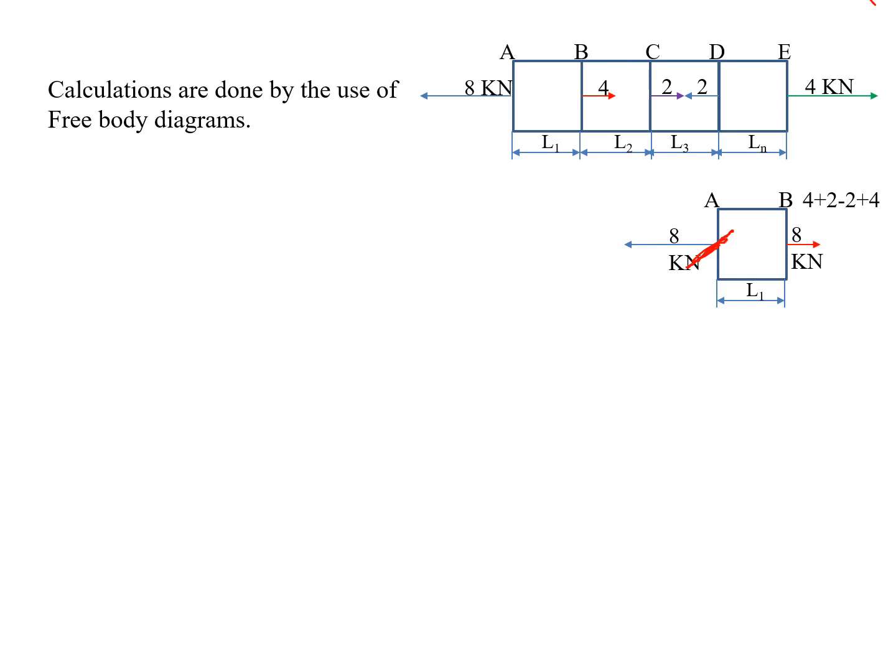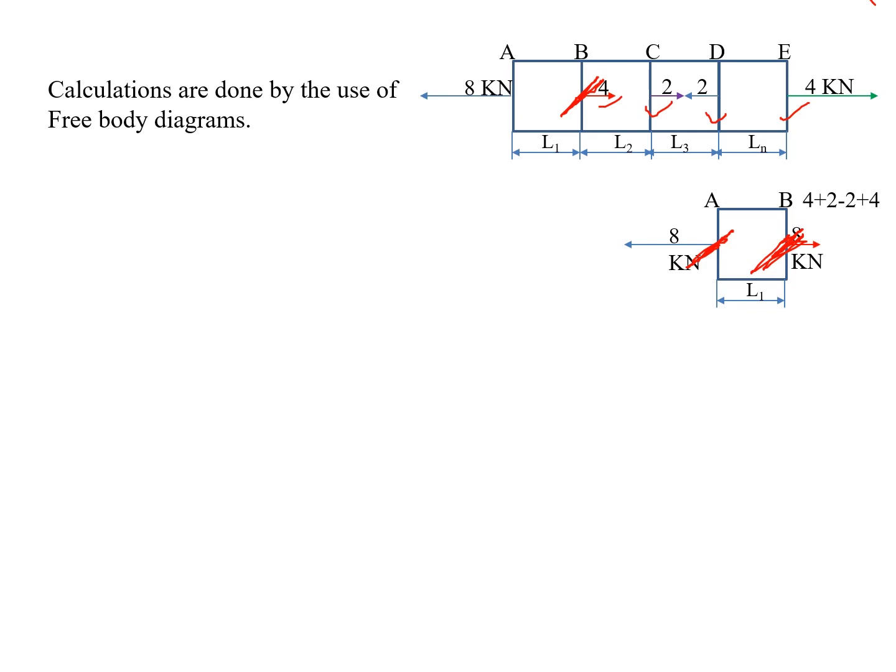Similarly we have to observe the right hand side forces, that is at point B. So what are the types of forces acting at point B? Here we have to observe that: 4 kilonewtons tensile, 2 kilonewtons tensile, 2 kilonewtons compressive, and 4 kilonewtons tensile. And one more thing we have to remember: if the member is acted on by tensile forces, consider the sign positive, and when the member is acted on by compressive forces, then we have to take the sign negative.